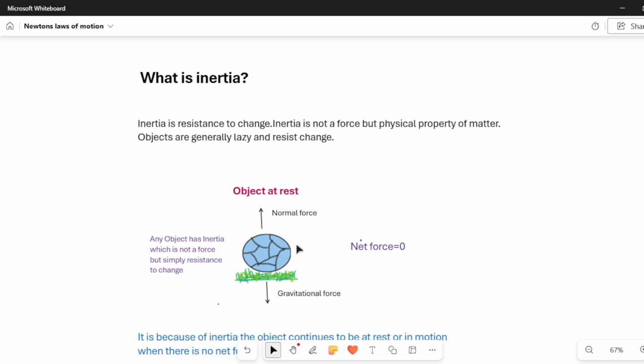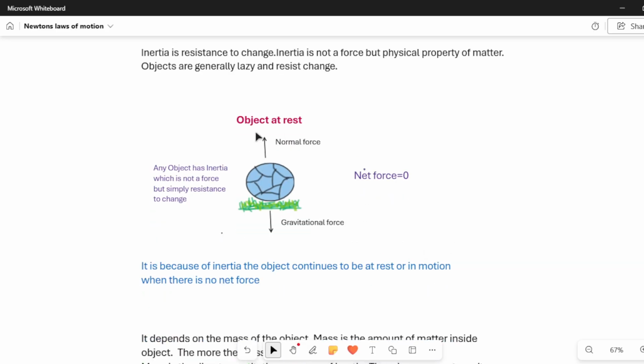Generally, objects are considered lazy and they always resist change. So for example, we have this object. This object is at rest. It is not moving anywhere. It is on the ground. So below we have the gravitational force and we have the normal force which we saw. Both are equal and opposite, so the net force is going to be zero when we sum both these forces. So now, what do you think is holding this object in this same position of rest?